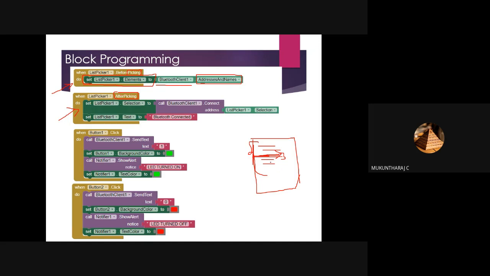Okay, so if you select any particular device from the list, what it should do is select that particular device for connection. What I'm going to pick here is set list picker selection. See here, this will be elements. Elements in the sense, the number of items. Whatever the availability is, it is going to list everything. That is the first rule.